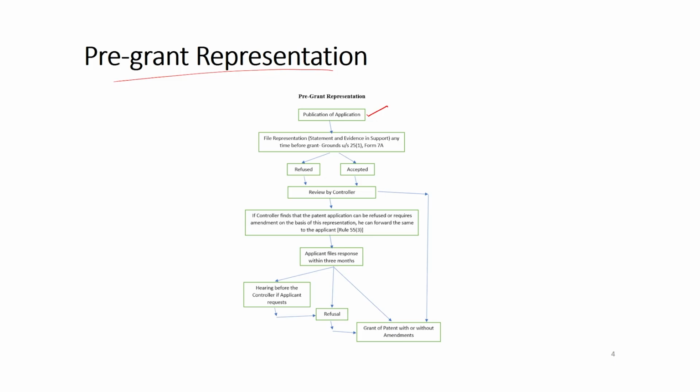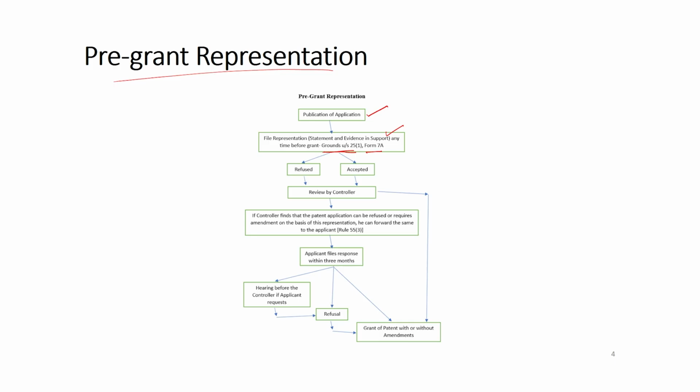Anybody can file representation, meaning a statement. If you look into the chart, you see statement and evidence in support. When you file representation, you will have to give evidences in support of your opposition, and you can do it by filing form number 7A any time before the grant. So, after publication till grant, it is open for pre-grant opposition, and I have mentioned here that the grounds on which you can oppose are mentioned in section 25 subsection 1.